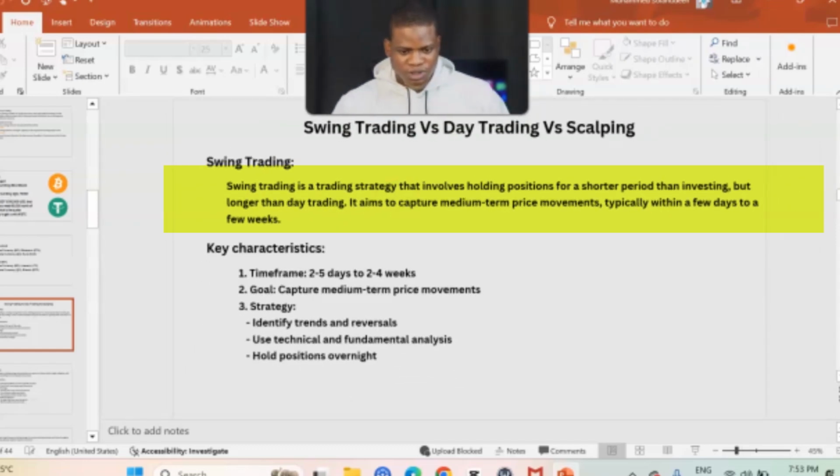So swing trading is a trading strategy that involves holding positions for a shorter period than investing, but longer than day trading. It aims to capture medium price movement, typically within a few days to a few weeks. So if you are doing swing trading, it means you can place a trade and you'll be holding it for a few days or a few weeks.